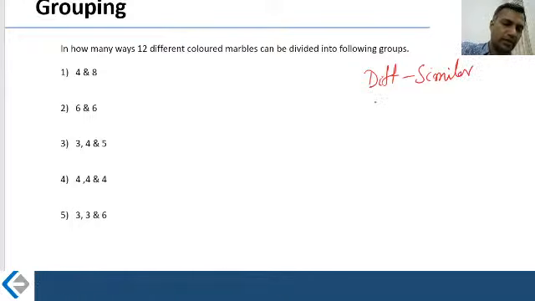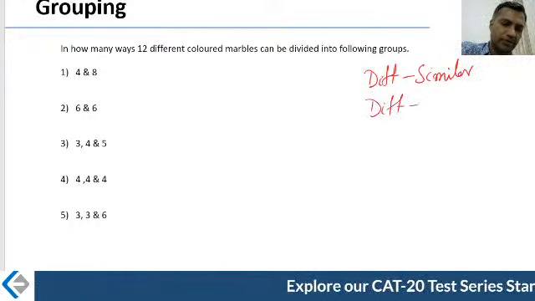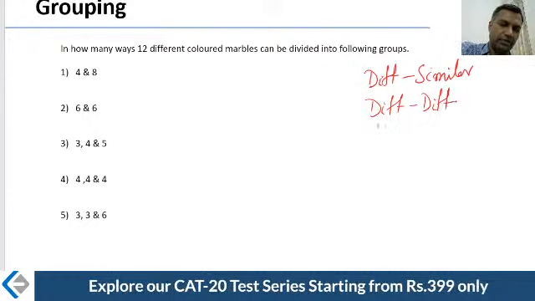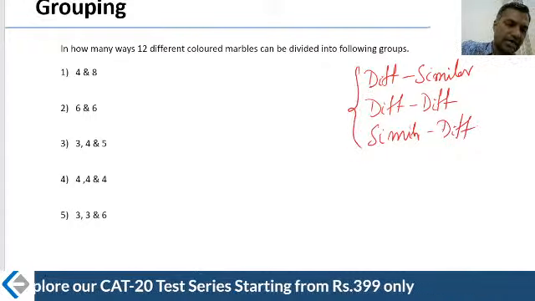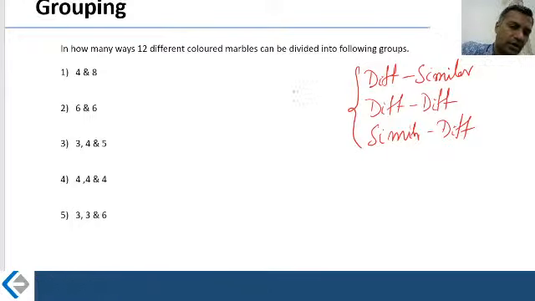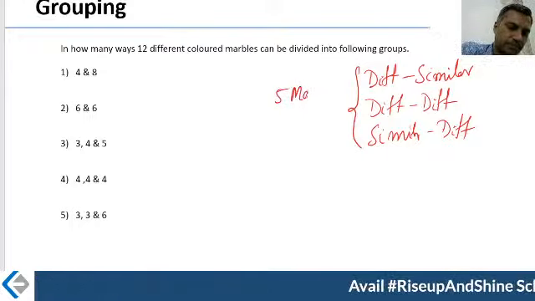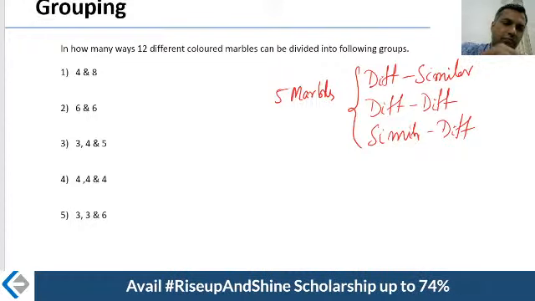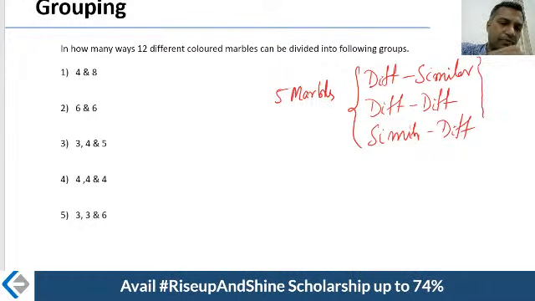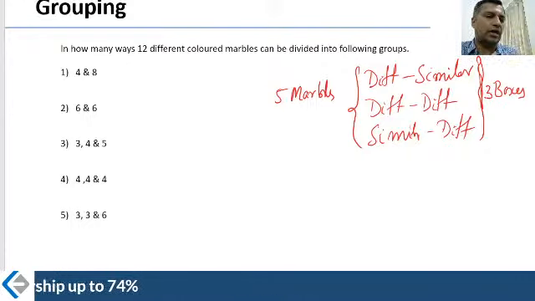Then we have different to different, and then we have similar to different. Take an example something like this. Say there are 5 marbles on this side, and on this other side there are boxes. Say there are 3 boxes. Now attach them something like this.